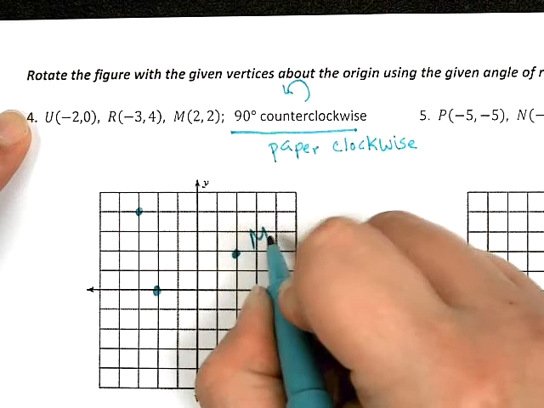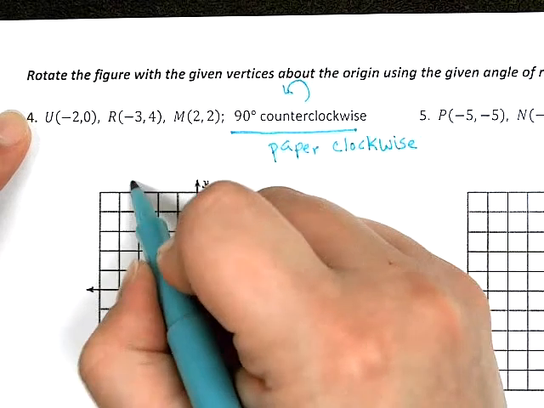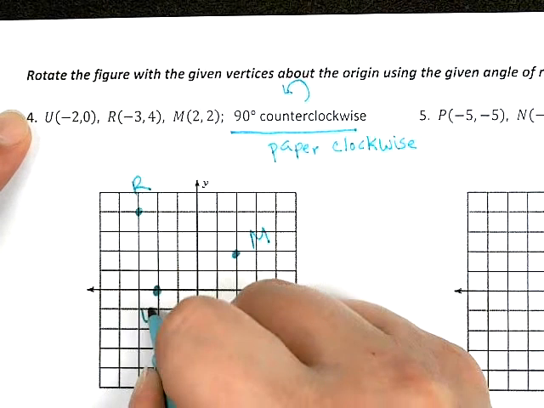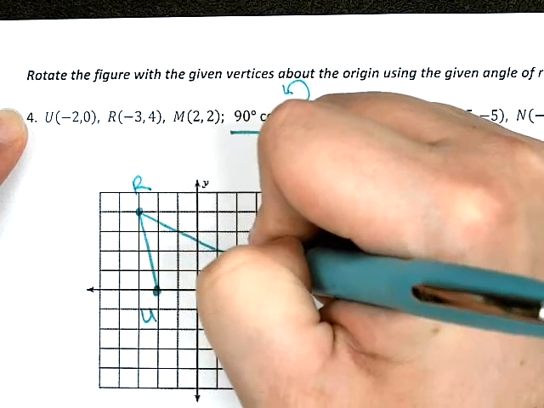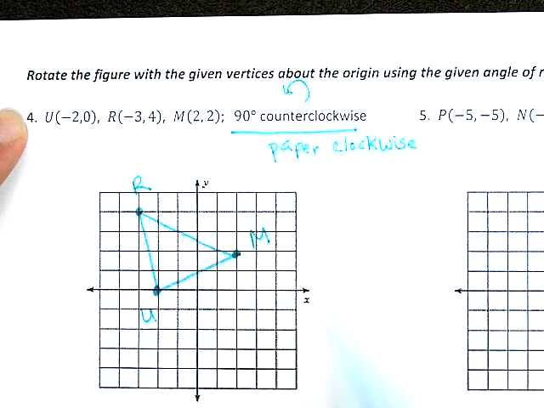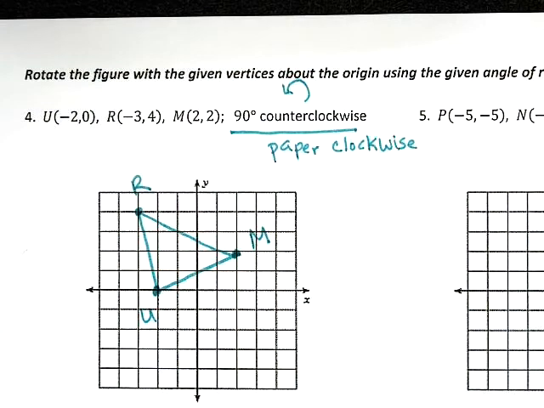So that's M. This one is R. And this one is U. Let's draw that figure in there. All right, so we've got this triangle, right? Make sure that you've got your original one plotted on there as well with your labels. All right, now we're going to focus on how to actually rotate this.